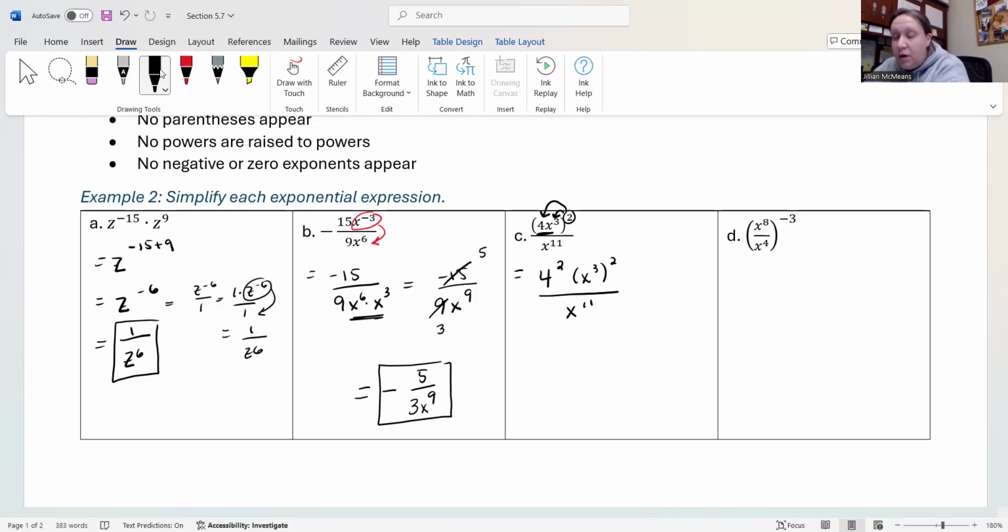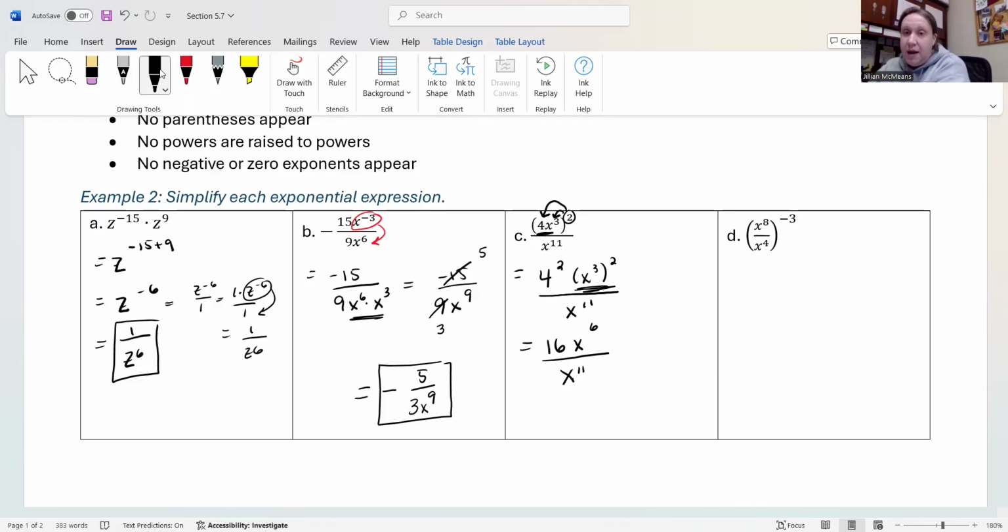Okay. Well, 4 squared is 16. And then this right here, x to the 3rd squared, that's a power rule. That tells me if I have an exponential expression raised to an additional power, I keep the base and I multiply the exponents. So this is going to become x to the 3 times 2, which is x to the 6th, over x to the 11th. Now, how you deal with this is up to you.